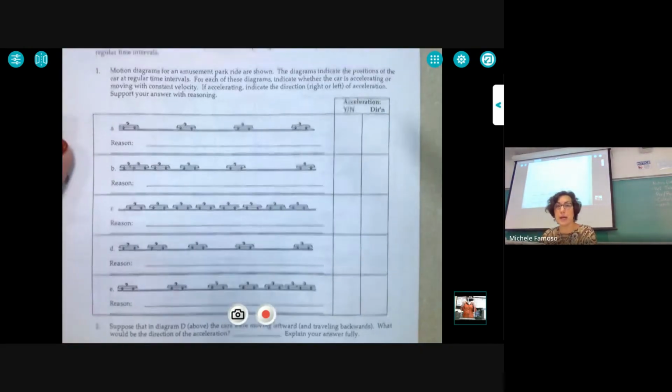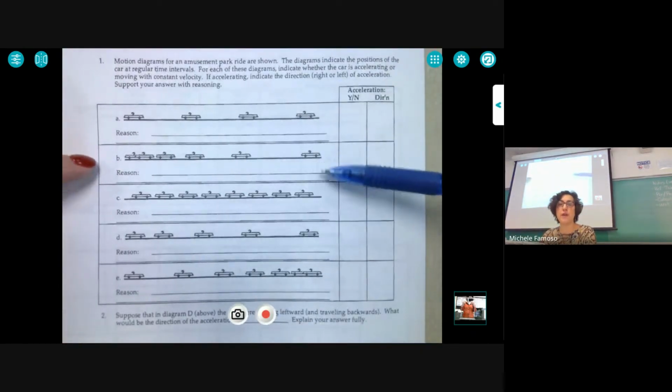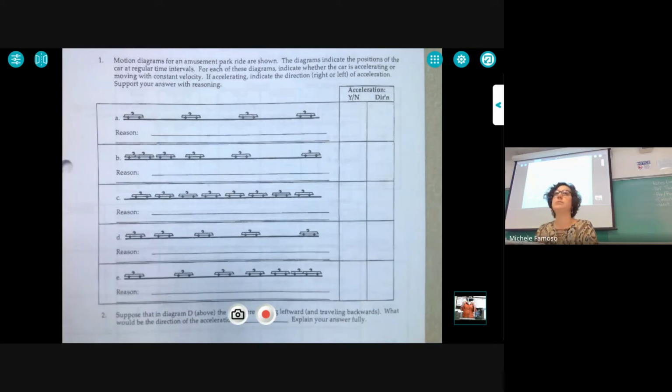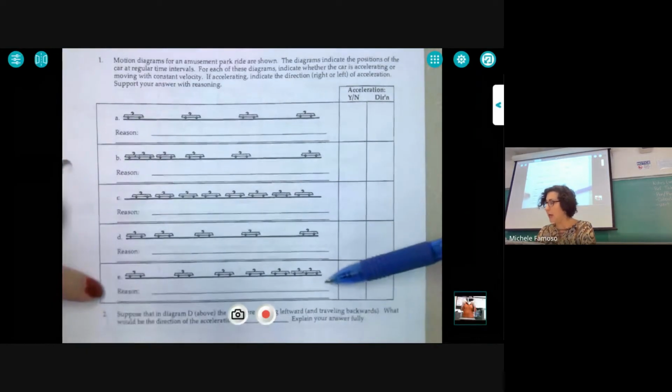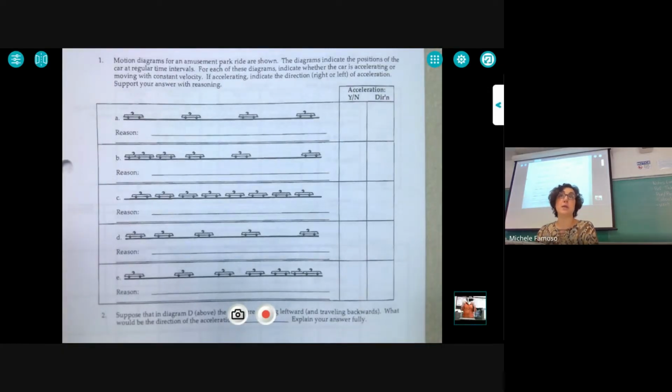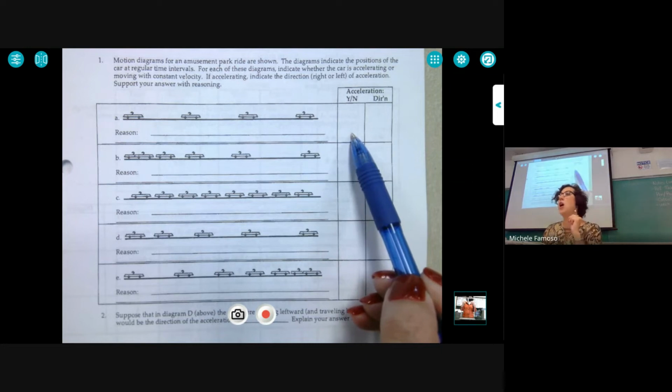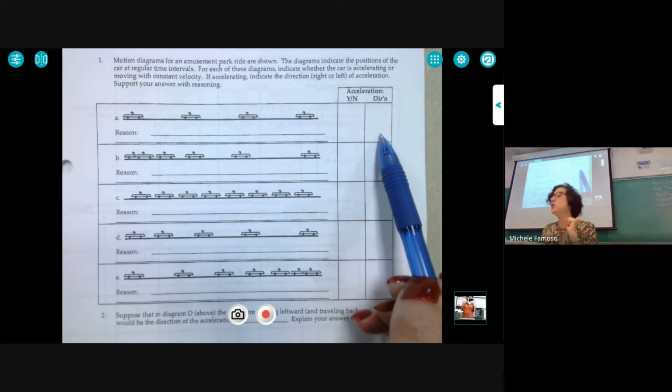On page 3, question 1 is showing you various ticker tapes. Below each ticker tape, I want you to tell me how that car is moving. Specifically, is it speeding up, is it slowing down, or is it moving with a constant speed as it goes from the left to the right? Then, I want you to tell me if that car has an acceleration. And if so, what is the direction of that car's acceleration?